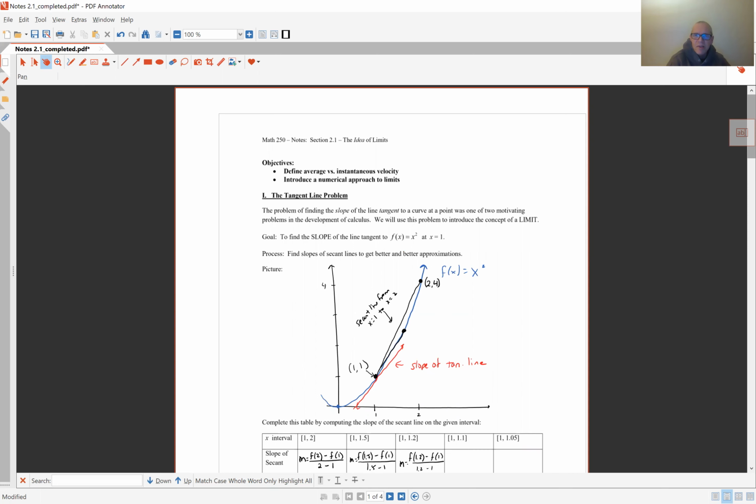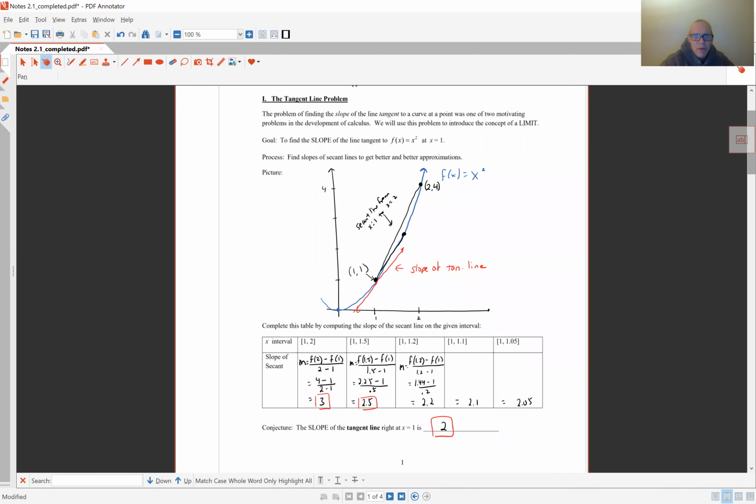Let's say x is 2. What we're going to do is find the slopes of lines where x gets closer and closer to 1. So let's say the x interval is from 1 to 2. We know that f of 2 is 4. Remember, it's rise over run. We're looking at this table right here, where it says x interval (1, 2), (1, 1.5).